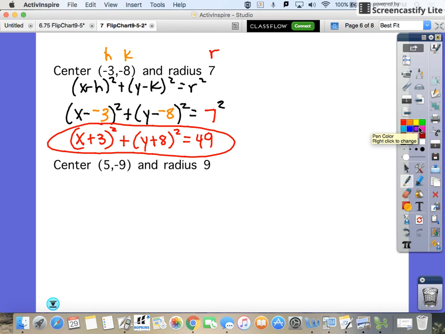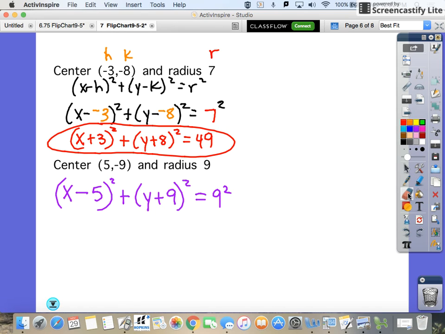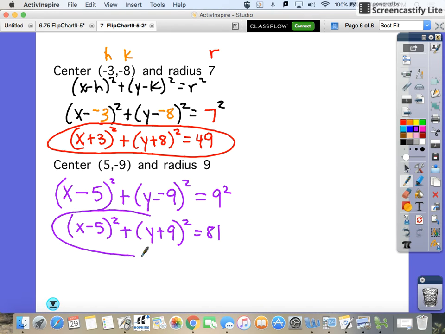The last one, if you want to pause it and try it yourself, you can. But what we're going to end up with is x minus 5 squared plus y plus 9 squared equals 9 squared. I can backtrack a little bit here. This one is minus -9, which becomes plus. So we got x minus 5 squared plus y plus 9 squared equals 81. Again, it's positive here, so it's negative. It's negative here, so it's positive. It basically becomes opposite because of this minus every time.